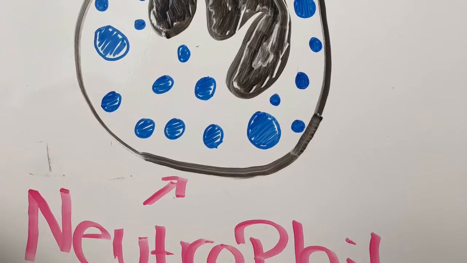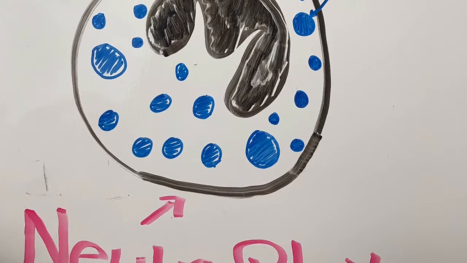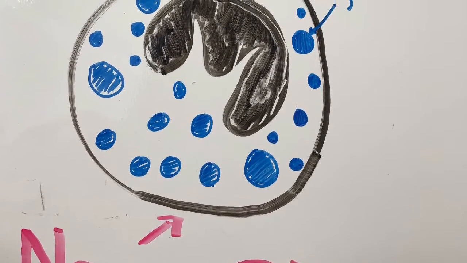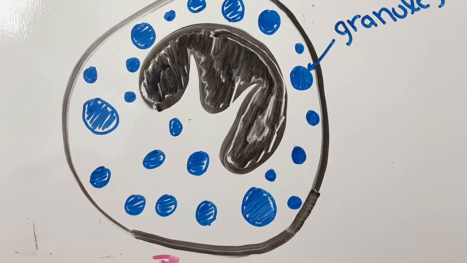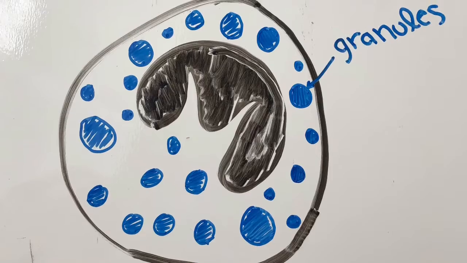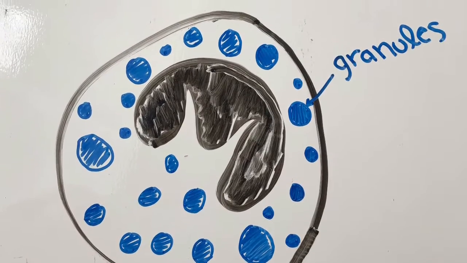Neutrophils are phagocytic cells that are also classified as granulocytes because they contain granules in their cytoplasm. These granules are very toxic to bacteria and fungi and cause them to stop proliferating or die on contact.